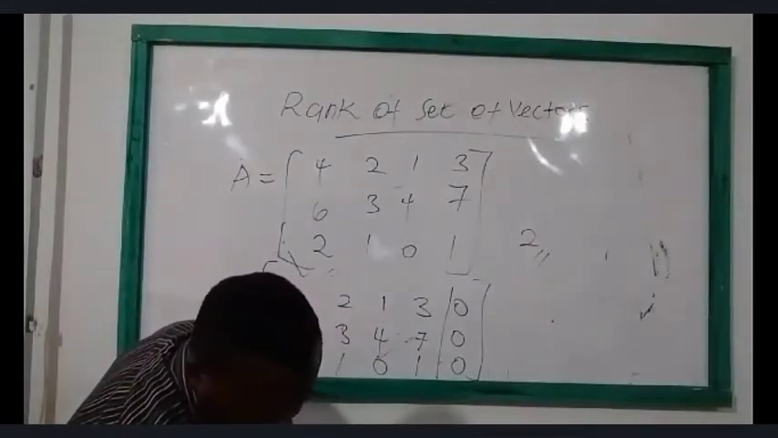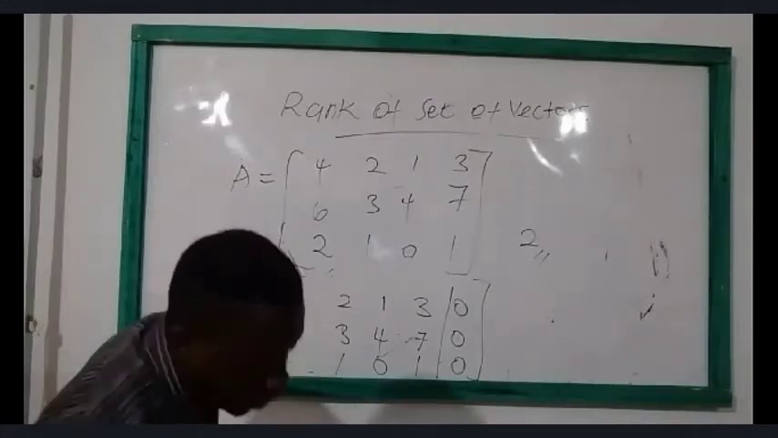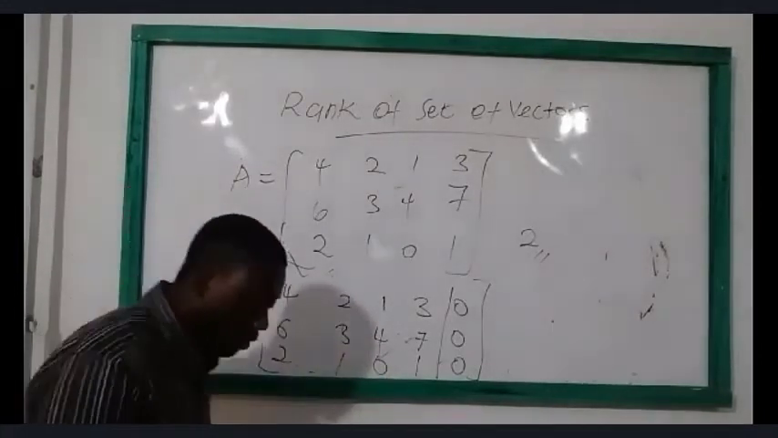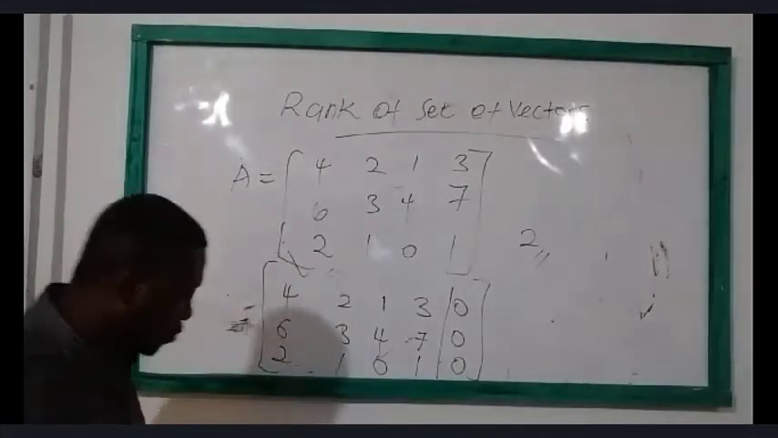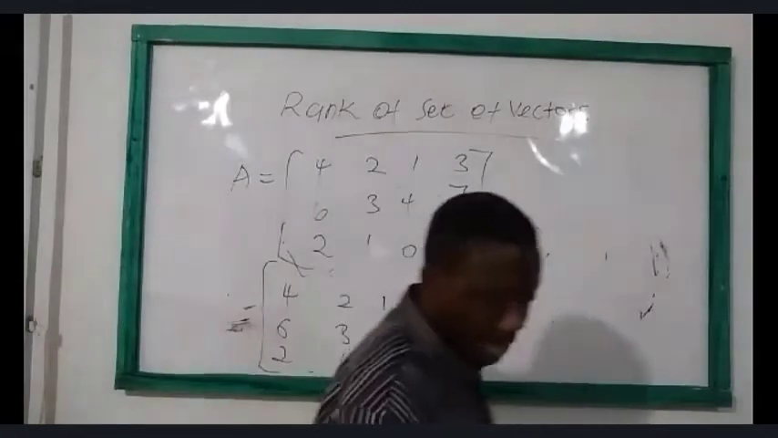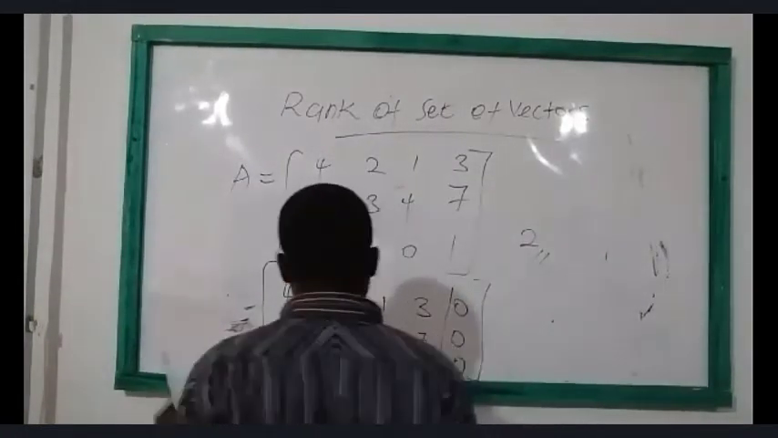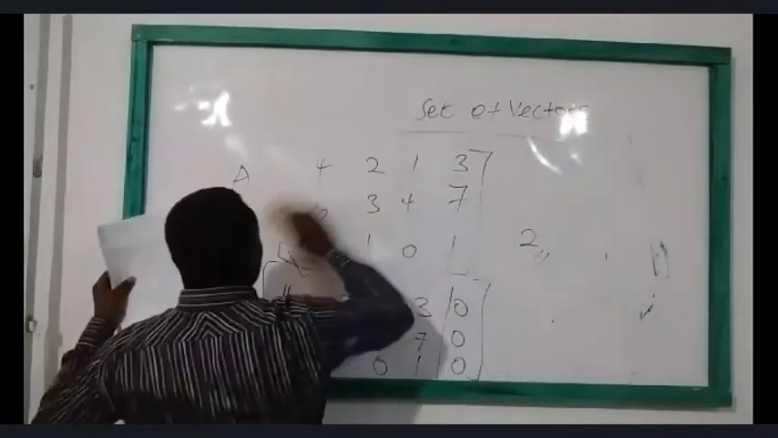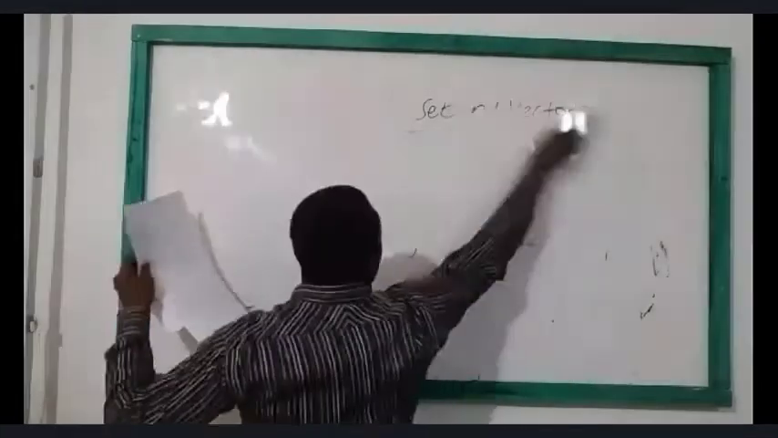The rank of this matrix is going to be 2. Okay. So let's make progress. Now, let's move to solve more examples. Let's move to the basis of a set of vectors. Basis of a set of vectors.